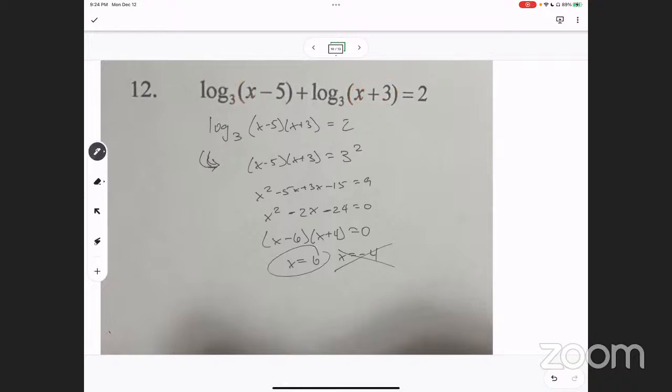Let's check it. When I plug in 6 here, what's log base 3 of 1? 3. No, log base 3 of 1 is 0. And what's the log base 3 of 9? 3 to what power equals 9? Oh, 2. So that worked out.